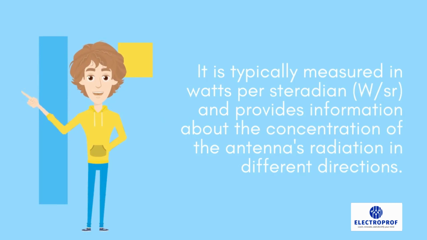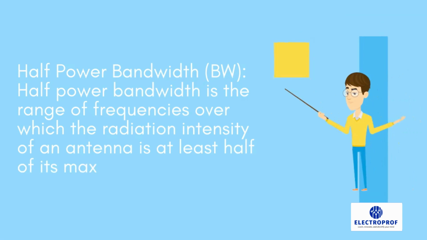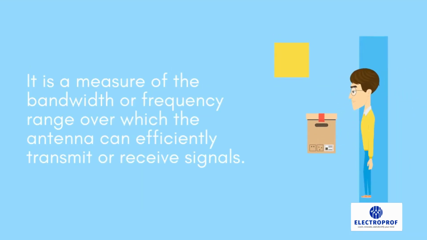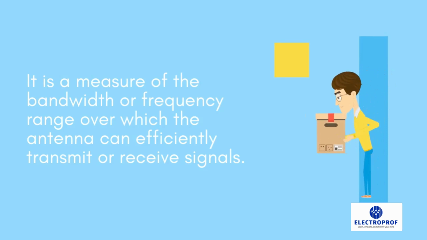Half power bandwidth, BW. Half power bandwidth is the range of frequencies over which the radiation intensity of an antenna is at least half of its maximum value. It is a measure of the bandwidth or frequency range over which the antenna can efficiently transmit or receive signals.